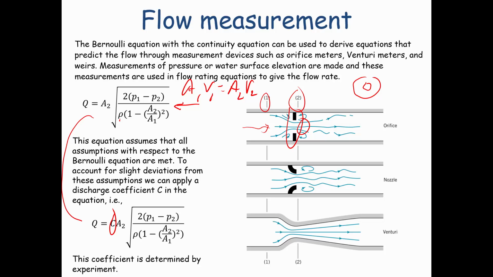There is some converging of streamlines, and as you see here, there are some secondary currents occurring in the flow, and those secondary currents lead to some energy losses that are not accounted for by Bernoulli's equation. So this coefficient is not determined theoretically. That coefficient is determined by running experiments where you measure the flow through the pipe, you measure the pressure at point 1 and point 2, and from that we can determine what the discharge coefficient needs to be in order to make this equation work.